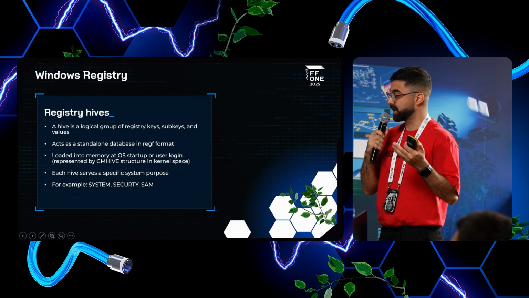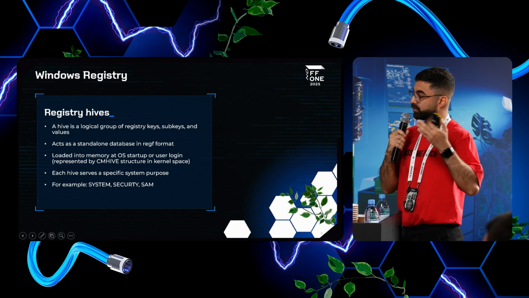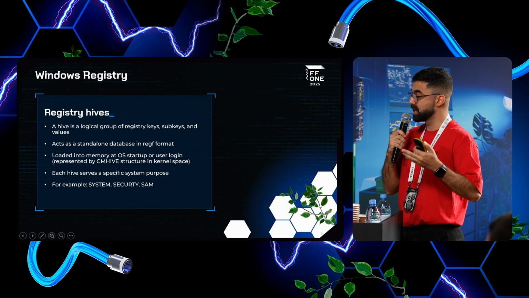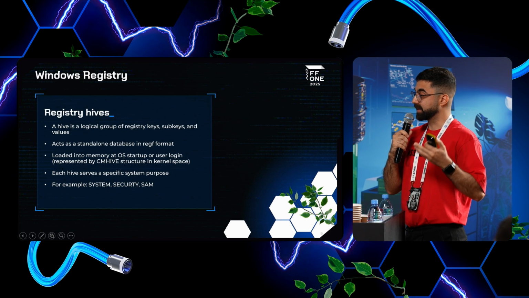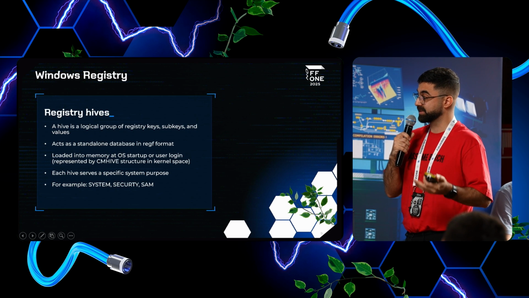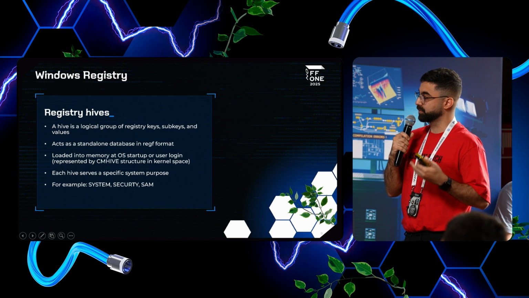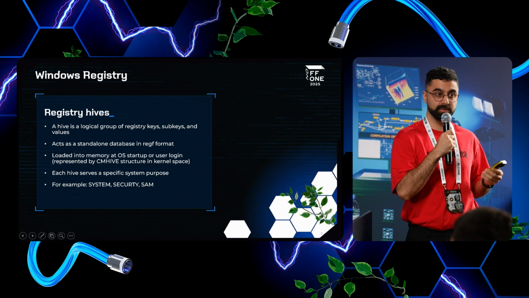And for each hive, there is a role. For example, we have SAM, which is related to the SAM database, where the Windows credentials are. Security is related to the LSA policy database, where the Windows secrets are. System, for example, contains information about the system, and it contains some keys that are used for decrypting the Windows secrets.